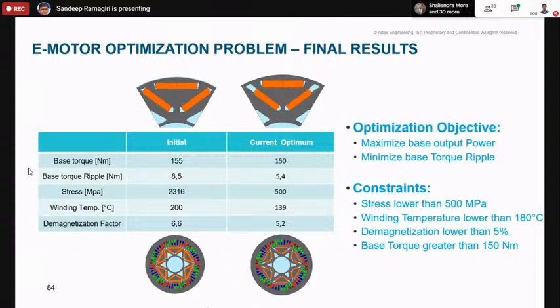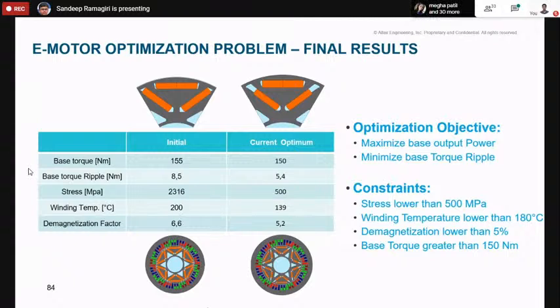One thing I want to stress, as you can see here, the base torque was 150 Newton meter, and the torque ripple was reduced. And if you look at the stress at the flux barriers, initially it was 2316 megapascal, and after the optimization we have 500 megapascal. The winding temperature was limited, and the demagnetization factor was also limited. So that was a constraint.